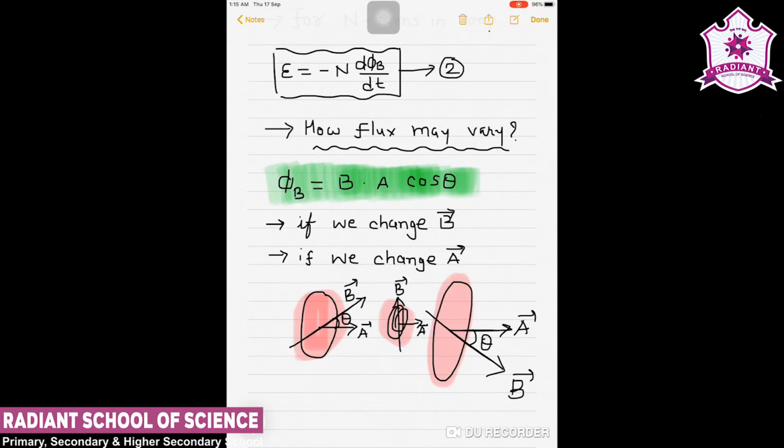So in these three ways we can change the flux, and on the basis of that we can get changes in EMF also. So we can change the EMF by changing the flux. So this is the EMF, and the magnitude of the EMF due to magnetic induction or electromagnetic induction.